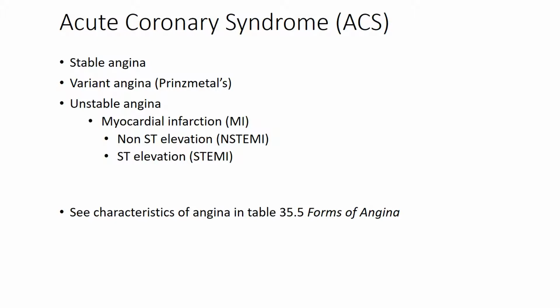On your STEMIs, these are transmural infarctions. You're going to have your positive biomarkers again on your labs, and your ST elevation will be showing on the EKG, or you could have a new left bundle branch block. You may have Q waves and you may not. In your variant form of chest pain, they're really just coronary artery vasospasms.